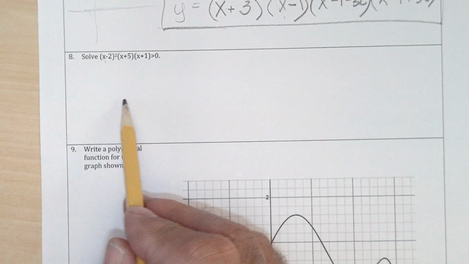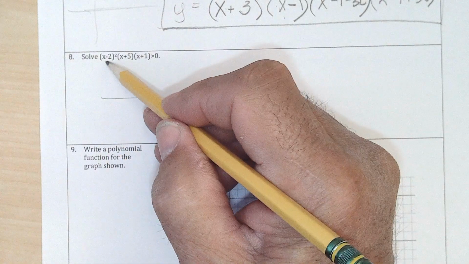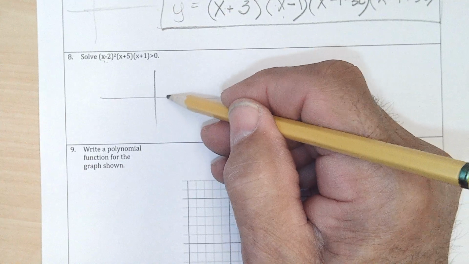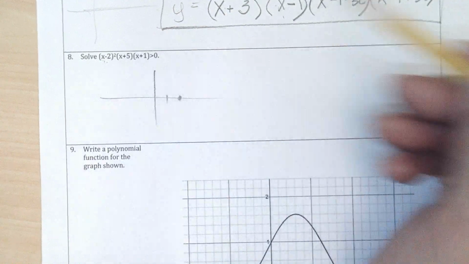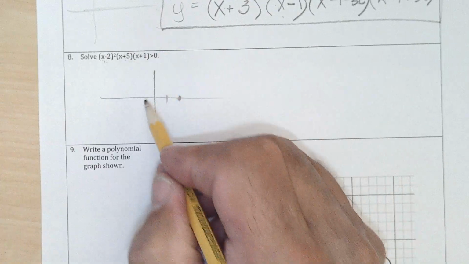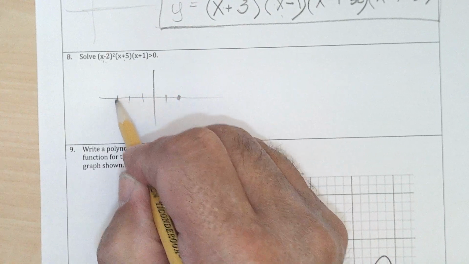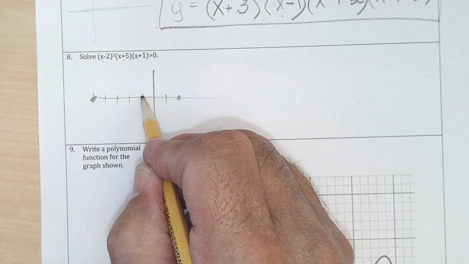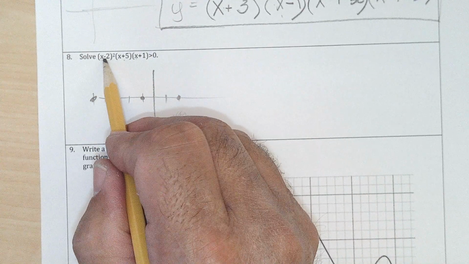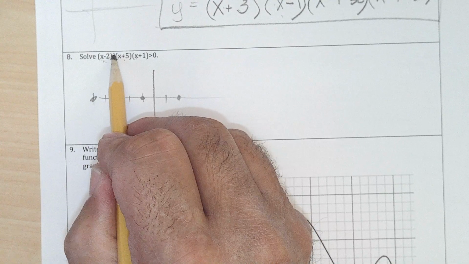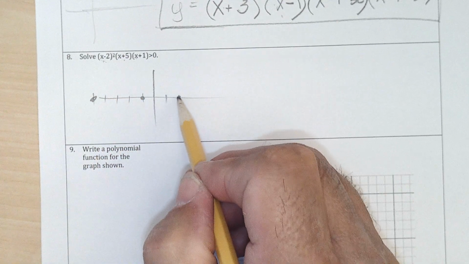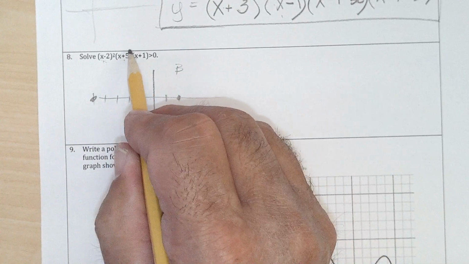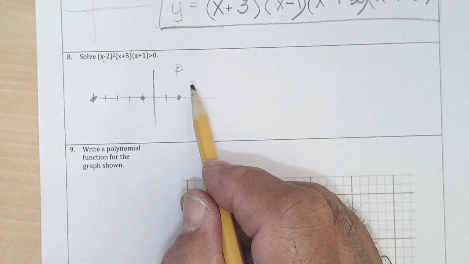this one goes through plus 2, because 2 minus 2 is 0, so it goes through plus 2, goes through minus 5, and it goes through minus 1. It actually, since this is multiplicity 2, it's going to bounce at the plus 2, and it's going to go straight through here because these are 1s.